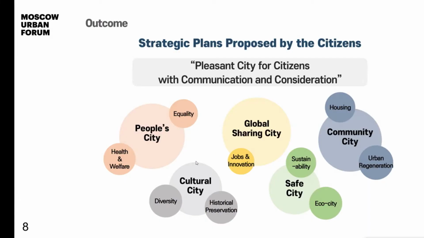What the citizens want is a pleasant city for citizens with communication and consideration. Very simple and easy. And the citizens want a people city with equality, healthcare, and welfare, and diversity, and a cultural sharing city, etc. Those are very easy and simple keywords of what the citizens want. And then we, as professionals, tried to translate such keywords into the strategic plan. That was the next step. And we finished the strategic plan based on the citizens' requests.